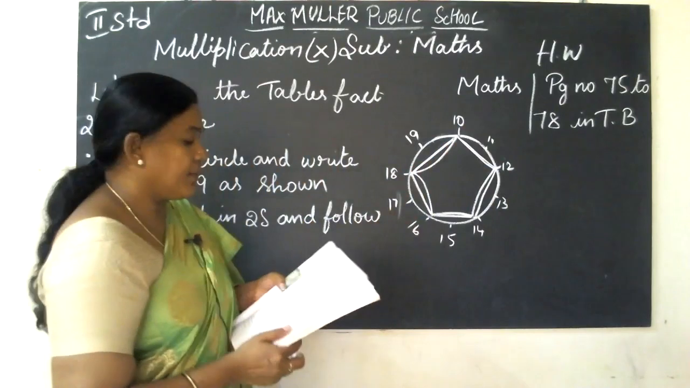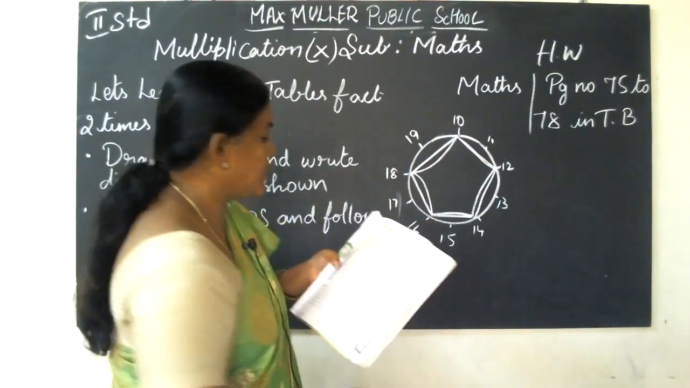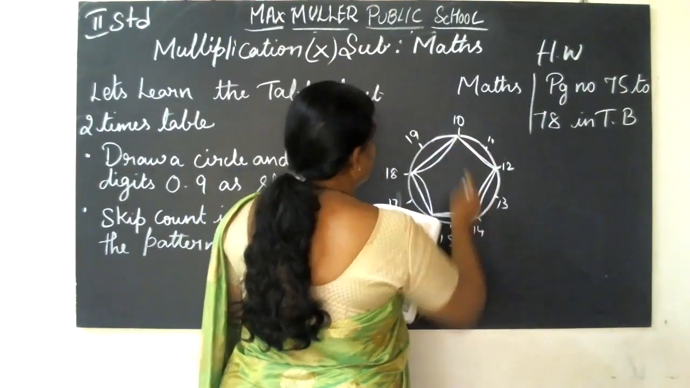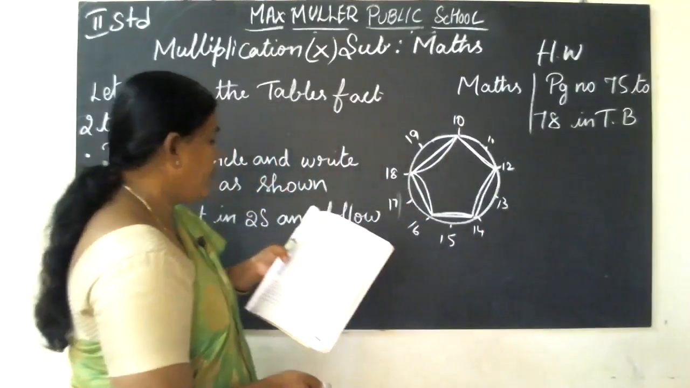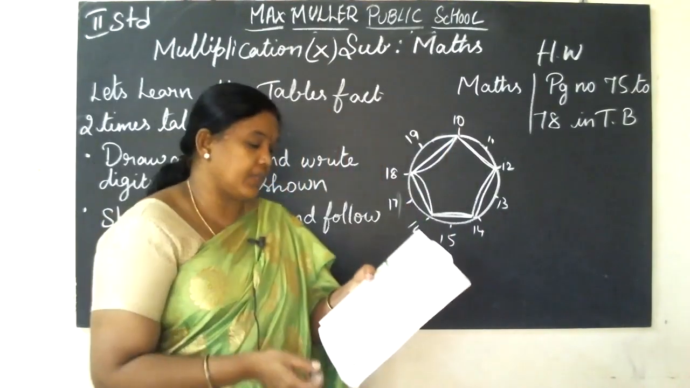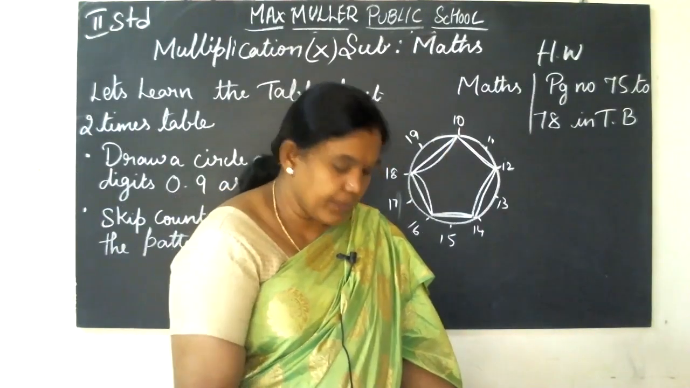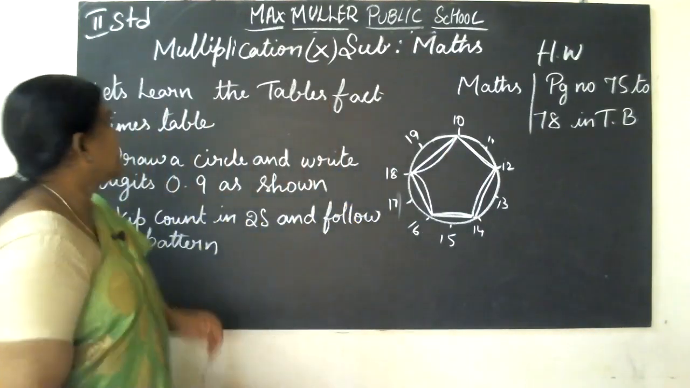Write the 2 times table by writing the pattern in the ones place. See the pattern in the tens shape here. 10 also will come. 2 tens are 20 also will come. Like that only the 4 times table also, 8 times table also, children. Now we will go to page number 80. Once again I will do this.